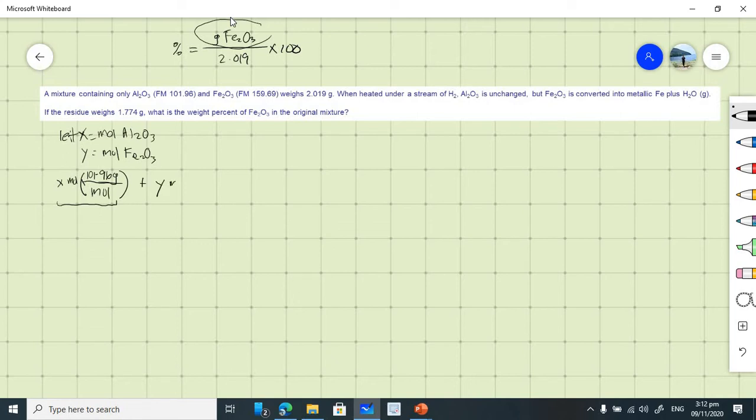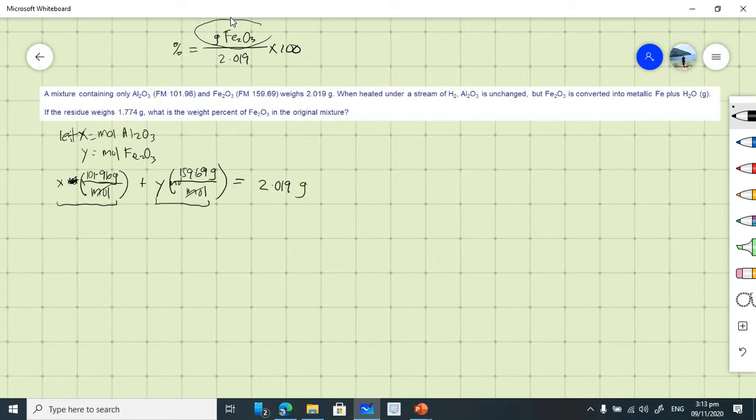Plus the Y mole of, so let's just remove mole. Y times 159.69 grams of Fe2O3 per mole. So the mole cancels, right? Because that's already mole. So this will give you the mass of Fe2O3 in the mixture. So the total of these two will be equal to 2.019, because this is the mass of the sample.